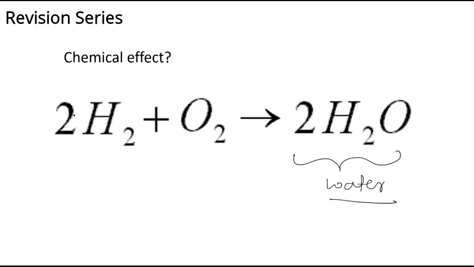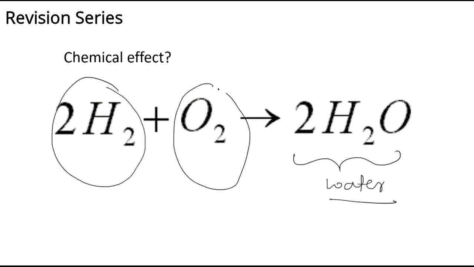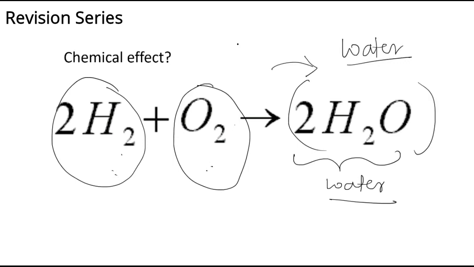What has happened here? Hydrogen molecule has its own property, oxygen molecule has its own property. Two of the different molecules combine to give another kind of molecule which is called water, right? A different substance is formed. When a different substance is formed, that is what is a chemical change or chemical effect. So the reaction which is shown here is a kind of chemical change, right?